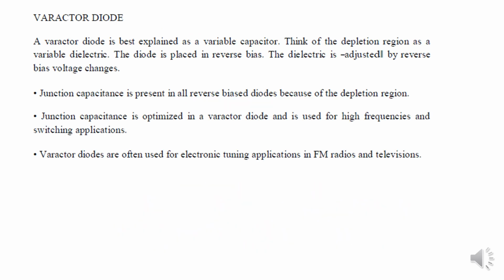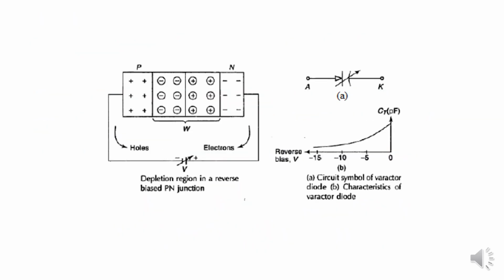Next one, the Varactor diode. In the Varactor diode, the thickness of the depletion region is the variable dielectric. The diode is placed in reverse bias and the dielectric is adjusted by the reverse bias condition. The junction capacitance is present in all reverse bias conditions because of the depletion region. Junction capacitance is optimized in a Varactor diode and it is used for high frequency and switching applications. Varactor diodes are often used for electronic tuning applications in FM radios and also in televisions.